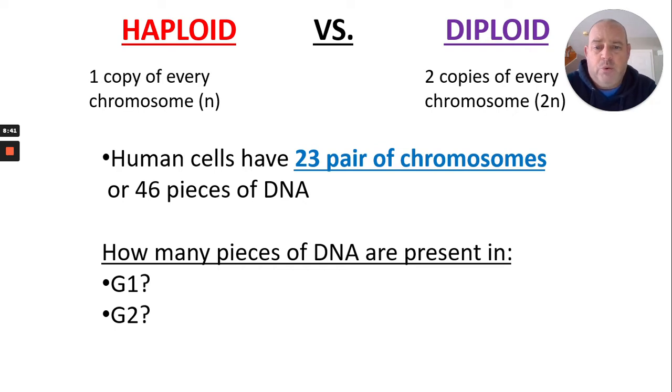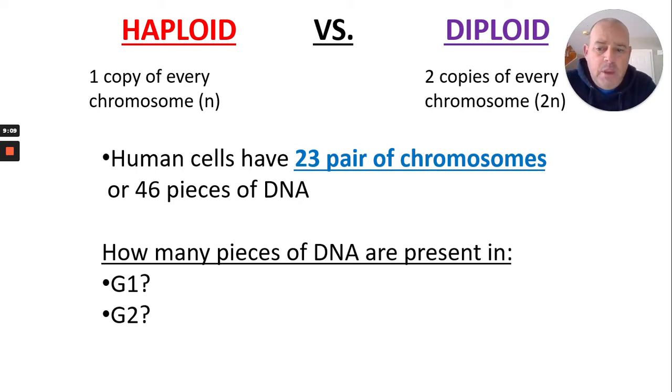Humans have 23 pairs of chromosomes, or 46 pieces of DNA. So we have 22 chromosomes that are numbered 1 through 22, and then we have our X and Y, our sex chromosomes. We have 23 pairs of them, or 46 pieces of DNA. So 23 would be our haploid number, and 46 would be our diploid number.